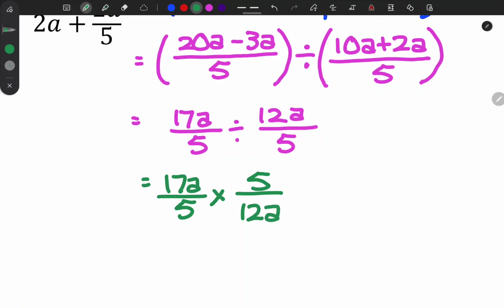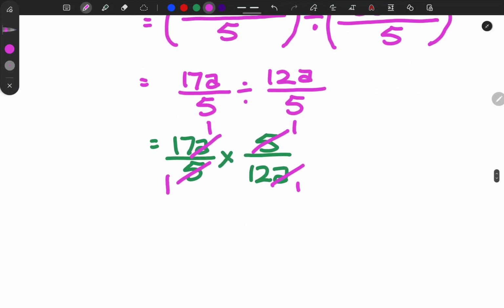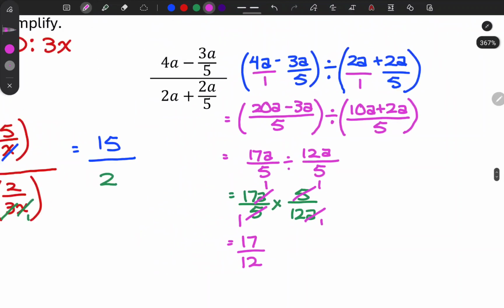This feels promising. What can we divide out of this? We have some 5s that can be divided out. We also have some a's that can be divided out, leaving us with just 17 over 12. Let's take a look at all those steps. So 5 steps to get to that. A pretty clean answer, feels all right.